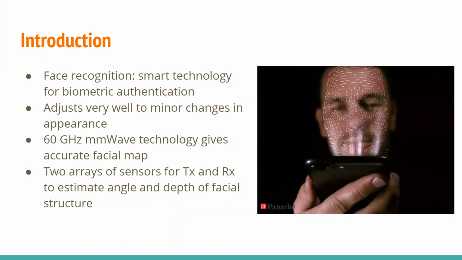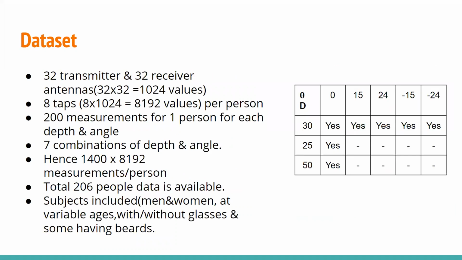So now let's get to how the data set for the project looks like. There are 32 transmitter and 32 receiver antennas. So that corresponds to 1024 values. And we have something called taps. A tap is basically a set of 1024 readings that was mentioned. Now there will be 8 such taps per person. So that corresponds to 8192 values.